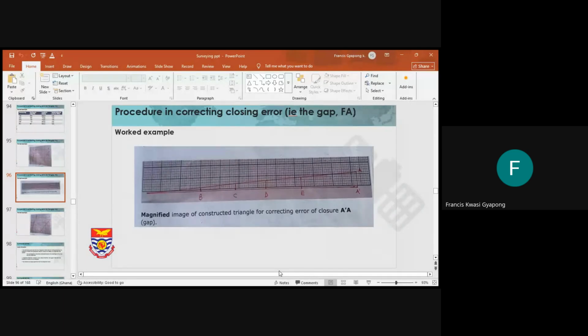Have you drawn it? Because that is how it is. This is the first time. But now I know most of you are okay with the plotting of the traverse. So this is the first time it will be some kind of roller coaster situation, but eventually you'll be fine with that adjustment.